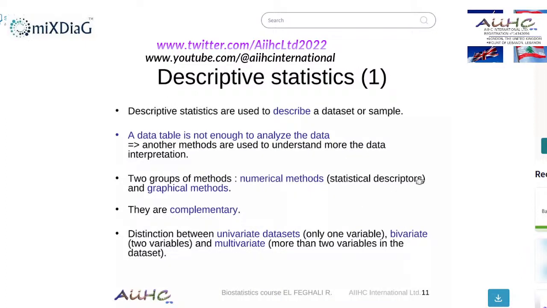Now, descriptive statistics are used to describe a data set or sample. We've talked about this before. A data table is not enough to analyze the data. Other methods are used to understand more the data interpretation. Two groups of methods: you have numerical methods and graphical methods, and here we've talked about the tables and the graphs. They are complementary. The one will explain the other one, or even you can put some numbers on your graphics.